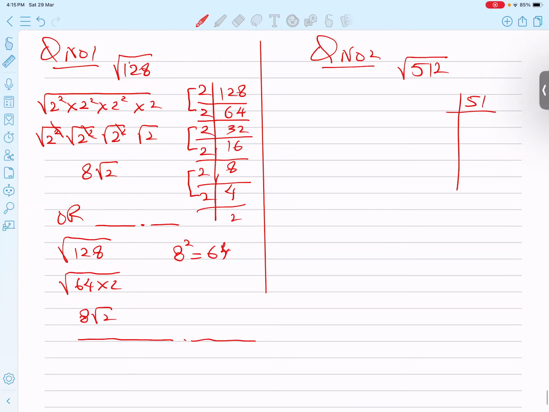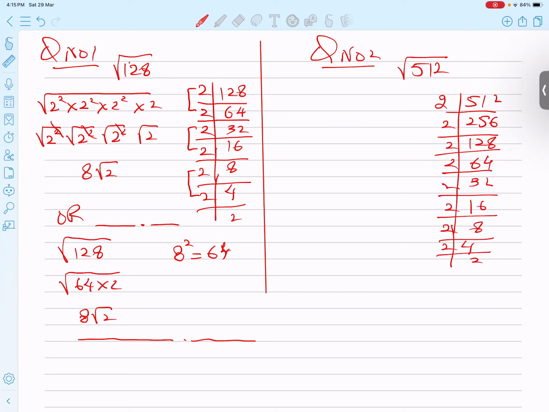512. Again, I do a longer and shorter way. 2 2s are 4, 2 5s are 10, 256. Again, 128, 2 6s are 12, 2 4s are 8. I can stop even here because I know 64 is 8 square. But anyway, 2 times 32, 2 times 16, 2 times 8, 2 times 4, and 2 times 2. 1 pair, second pair, third pair, fourth pair. So I can say 2 square into 2 square into 2 square into 2 square into 2.